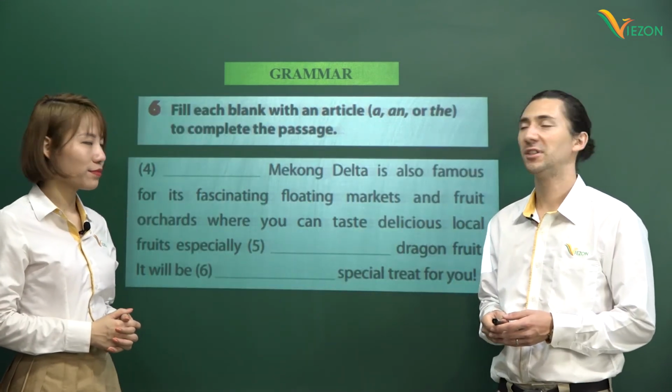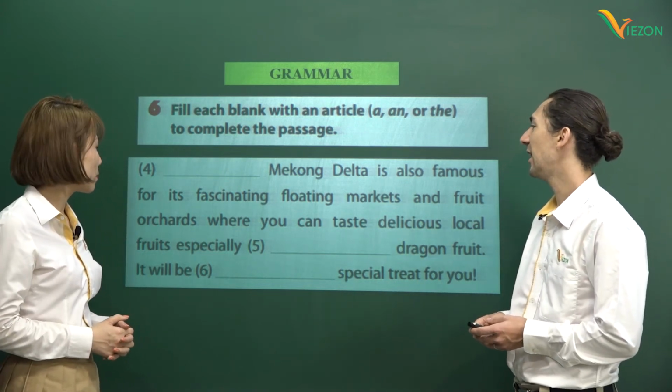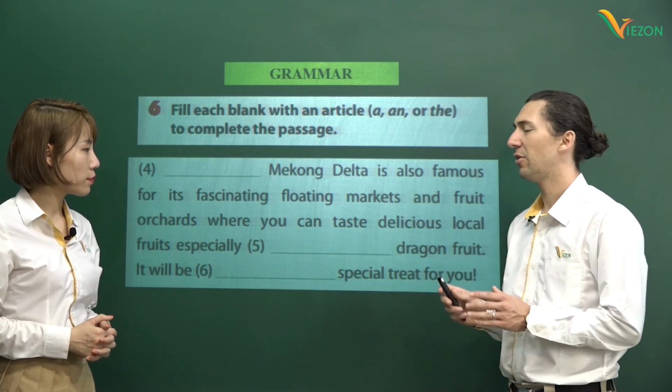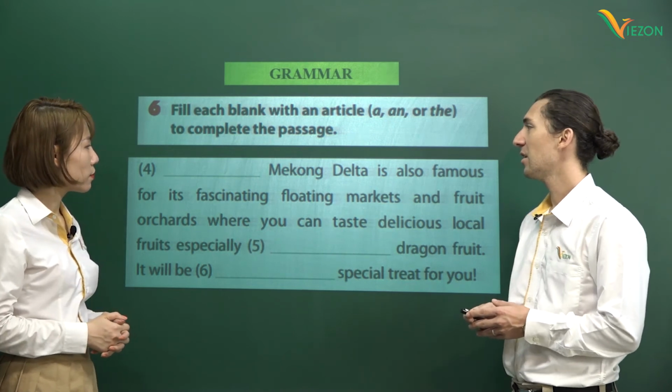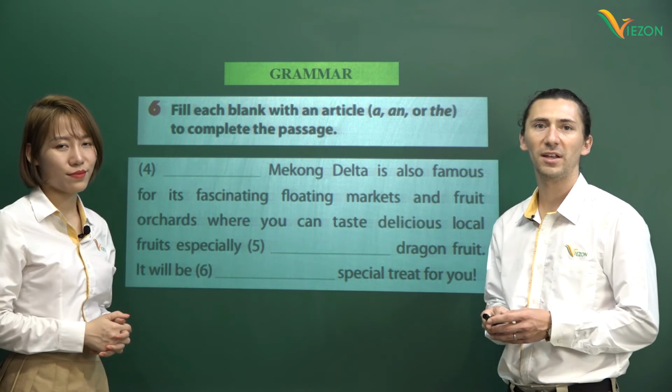All right, number 4 says, Mekong Delta is also famous for its fascinating floating markets and fruit orchards. Yes. All right, we'll stop right there to do number 4. So what do you think? A Mekong Delta, an Mekong Delta, or the Mekong Delta? Which one do you think is correct?